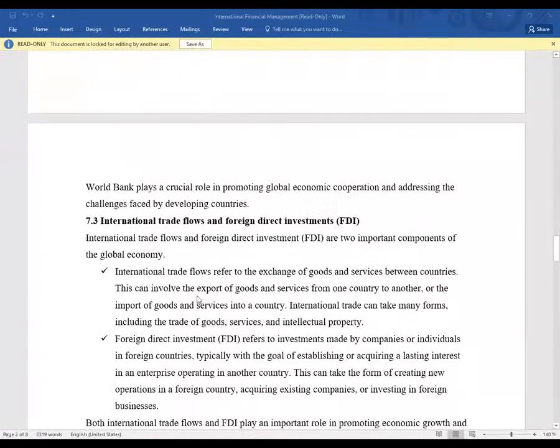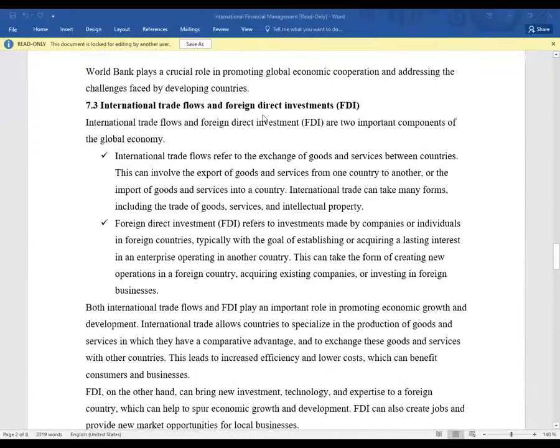I think for me that is enough. You guys now will be able to read that at your own time. International trade flows and foreign direct investments, FDI. This was tested just the other day. International trade flows and foreign direct investment are 2 important components of the global economy. International trade flows refers to the exchange of goods and services between countries. This can involve the export of goods and services from one country to another, or the import of goods and services into a country. International trade can take many forms, including the trade of goods, services, and intellectual property.